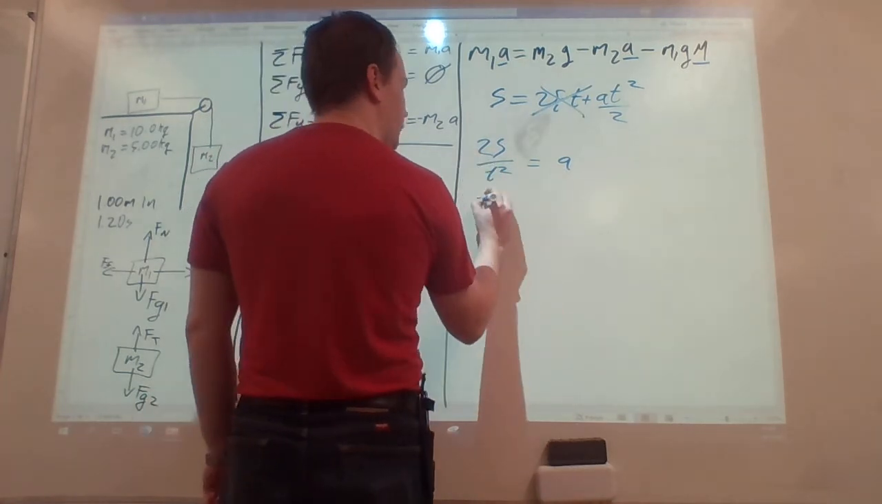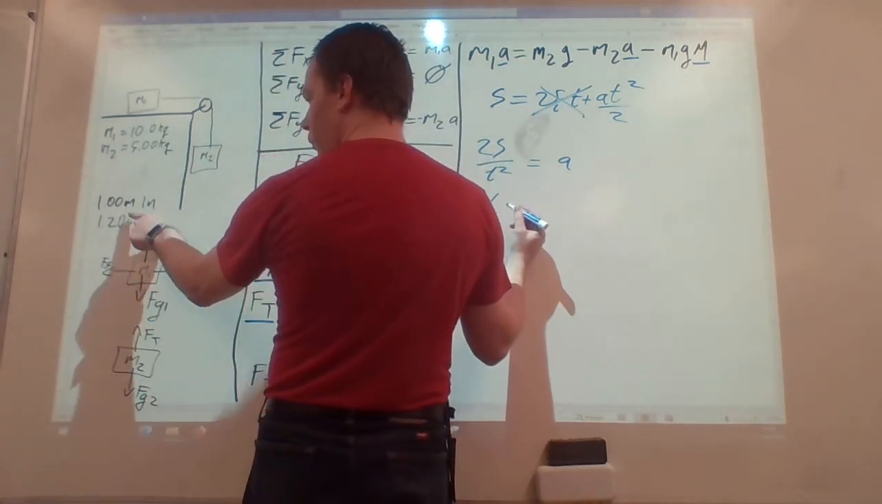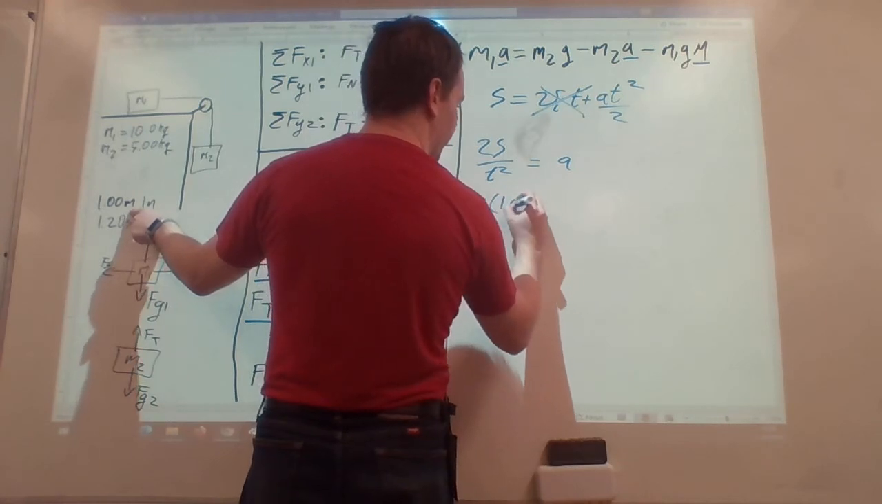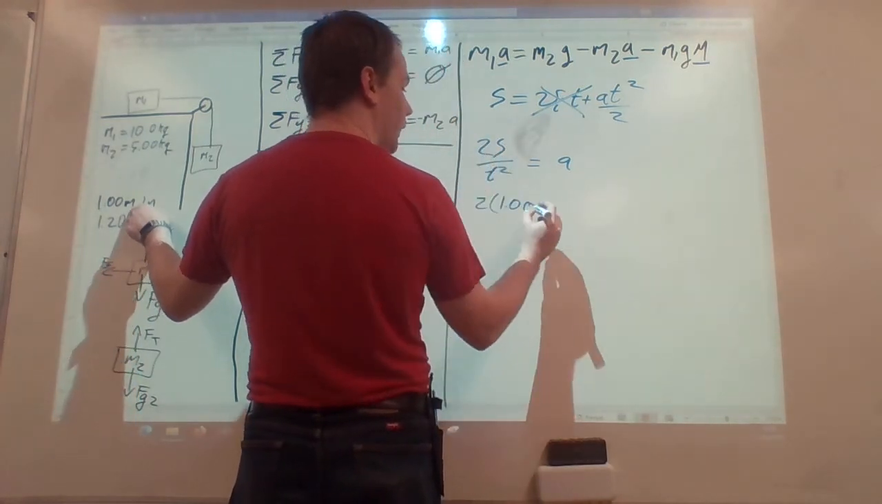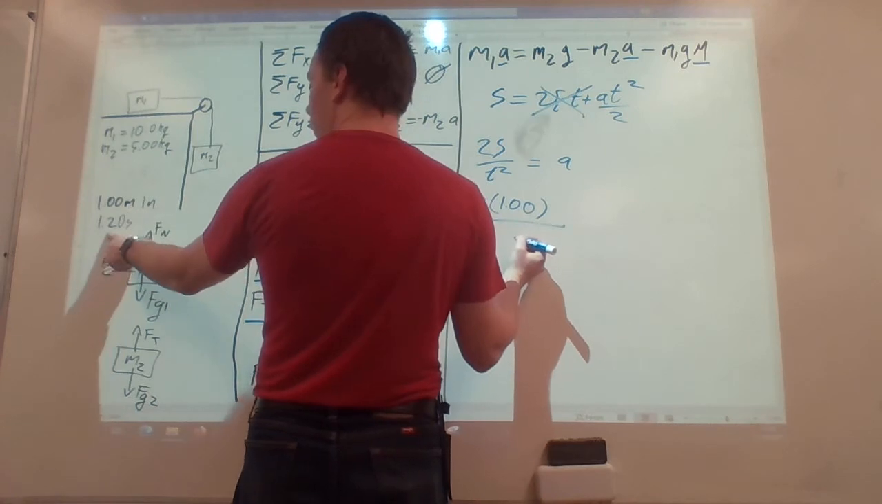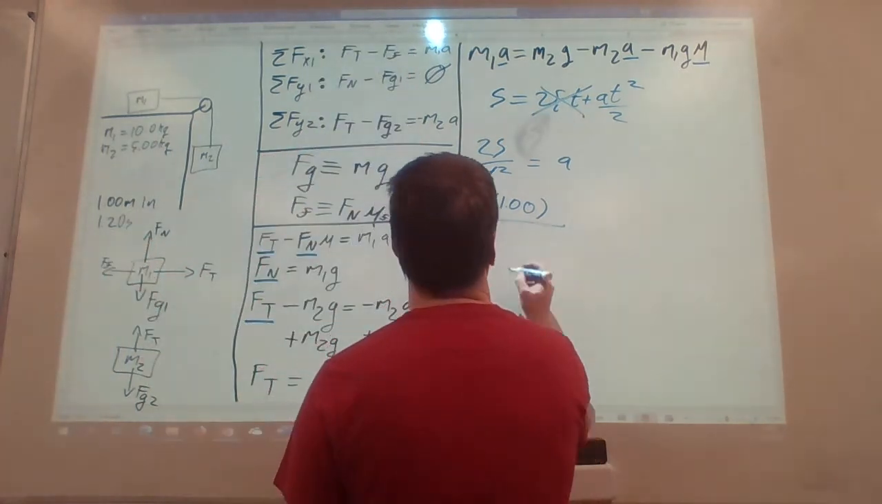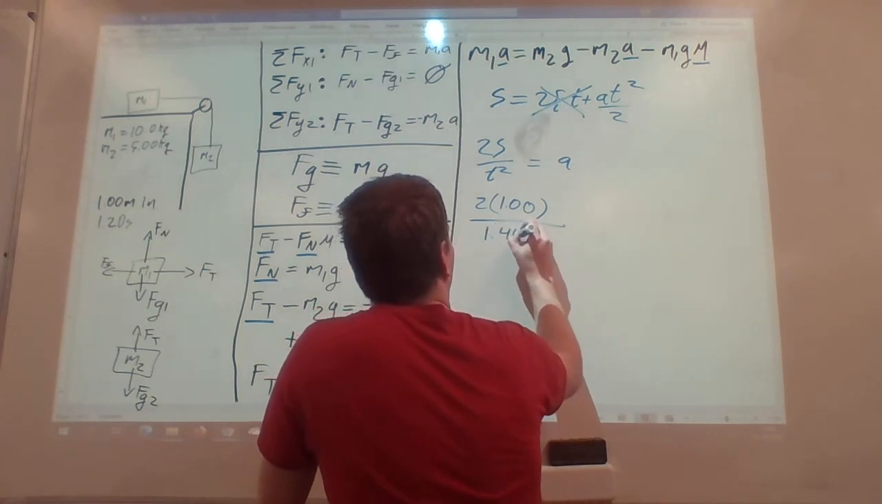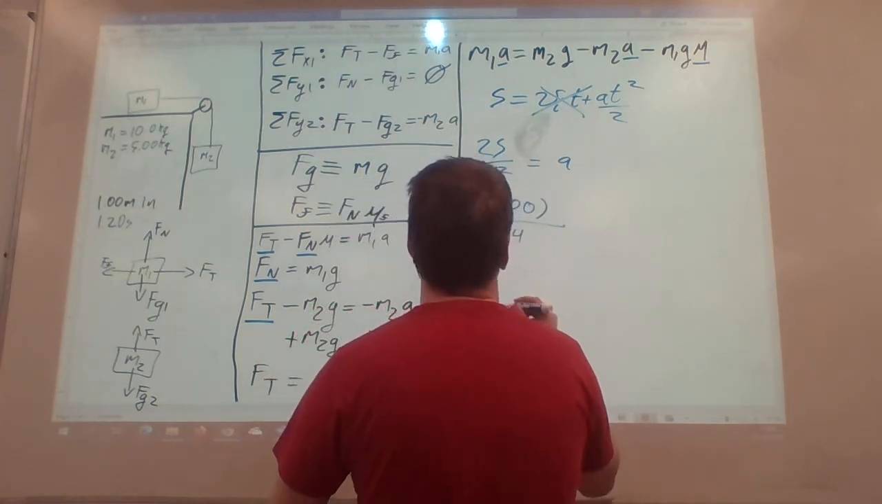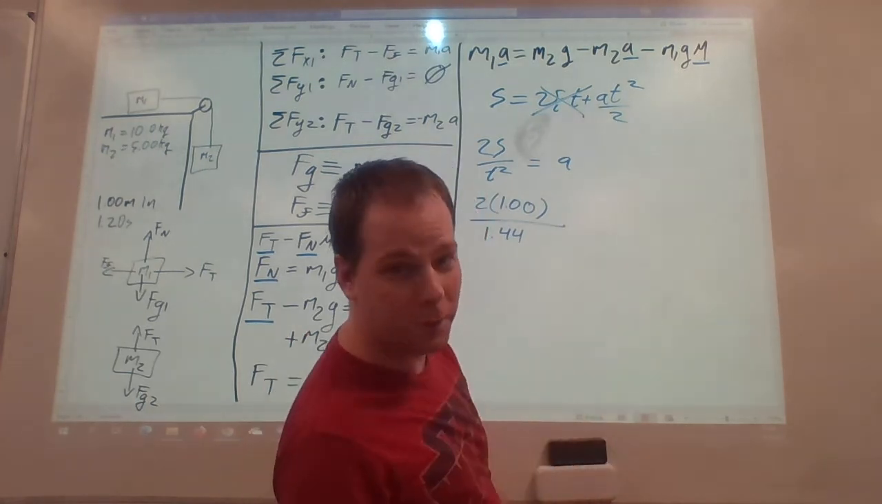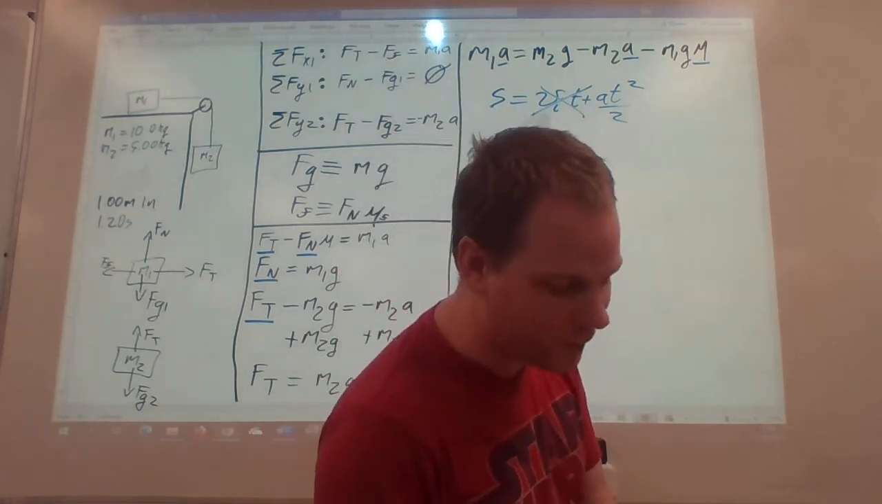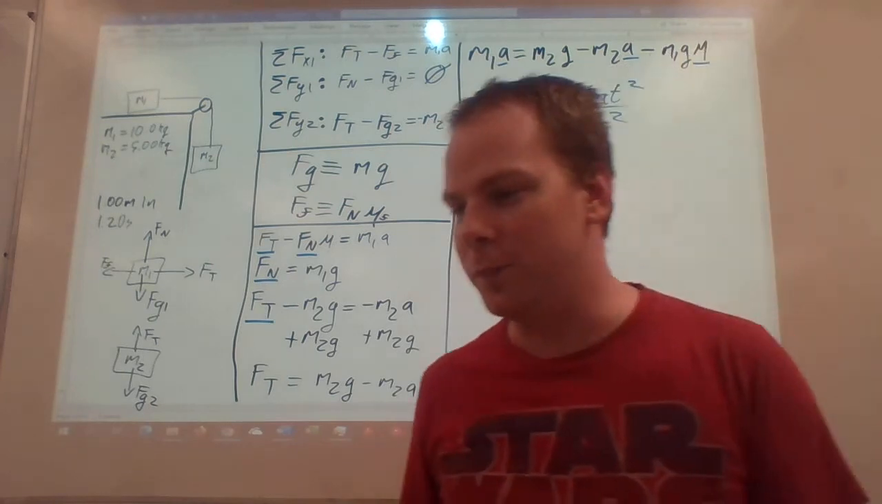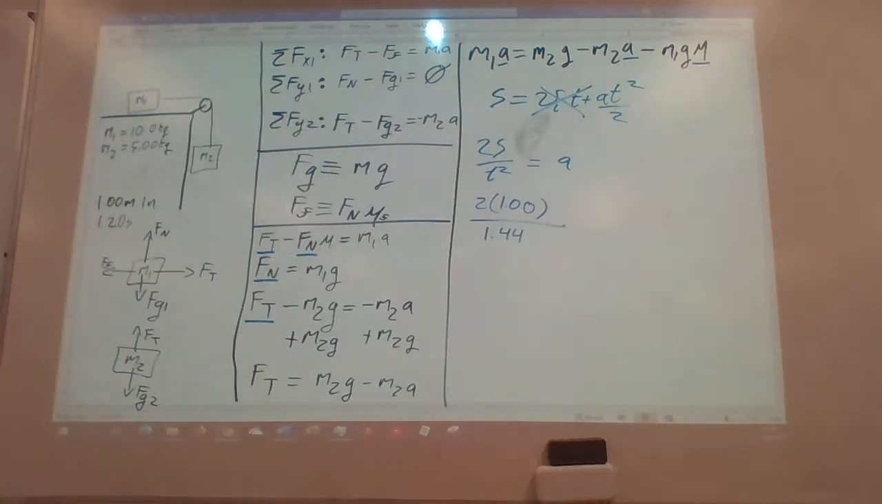So 2 times our known s of 1.00, remember this 2 is an integer, divided by 1.2 squared, which would be 1.44. You can check me on that if you don't believe me. I'm actually going to check it just to make sure. I'm pretty sure that's right, because it'd be 12 squared, which is 144.